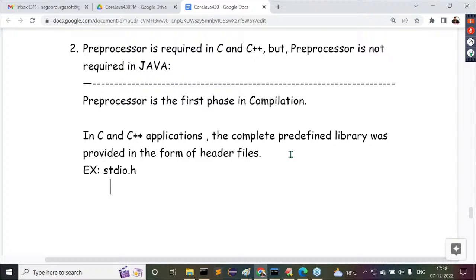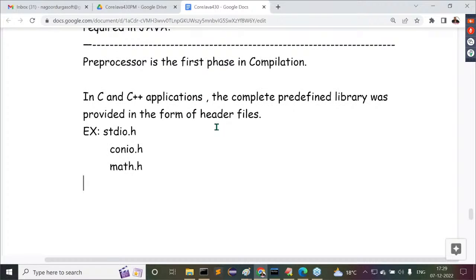stdio.h, conio.h, what next one here? math.h. Am I right or not? All these are header files or not? Okay, good, nice. Listen carefully. Next point: if I want to use this predefined library in my C and C++ programs, I have to include these header files in my C program or not?